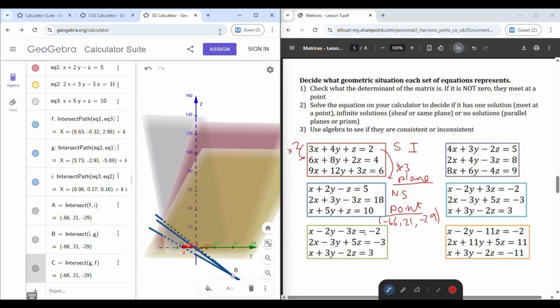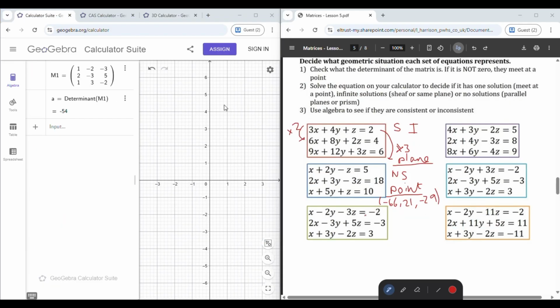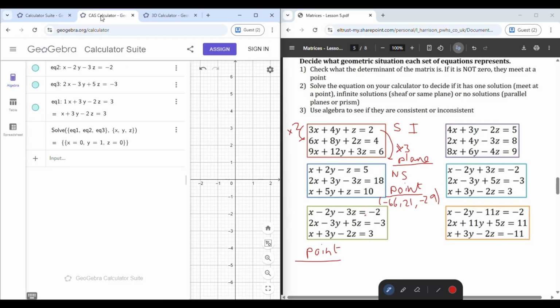So now we'll have a look at the one underneath that. I found the determinant. The determinant is -54, meaning it's non-zero. Therefore I could write it's non-singular, but I know that means it's going to intersect at a point. Then we just find the intersection by using a solver tool. So we get that it intersects at this point here: 0, 1, 0. So there's my intersection at a point.